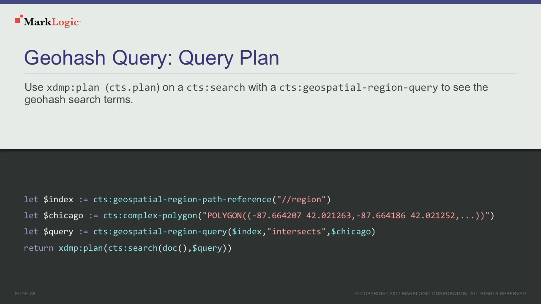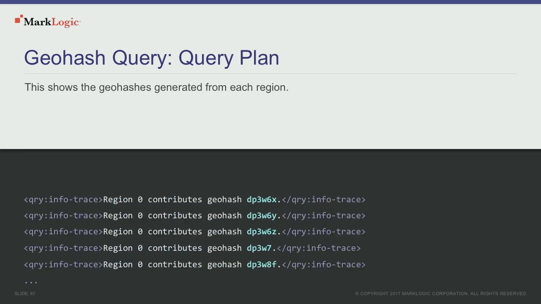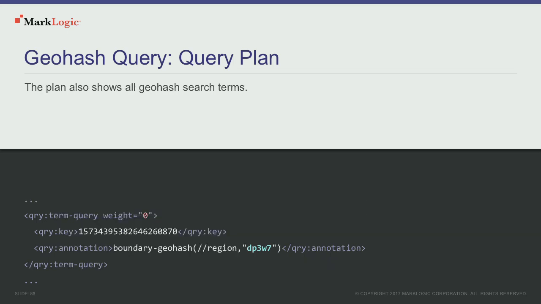If you're interested in diving more into how this works, you can see these search terms that are generated by using xdmp:plan on your region queries. If you were to run xdmp:plan on that query, you would see, first of all, we've geohashed the region and calculated its hashes. And then in the query plan, you'll see that we're searching for various geohash terms based on those hashes we calculated.